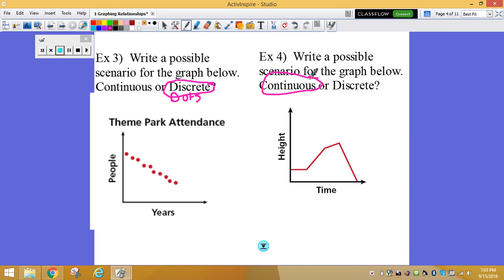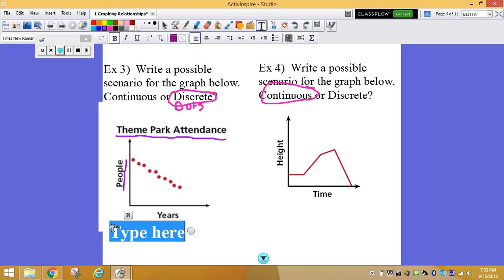And then it says, write a scenario for each graph. So here's what you're going to do to think about this, okay? First, you need to look if it has a title. This one does. What are we talking about? We're talking about theme park attendance. And then you need to look at your variables. I'm talking about people. I'm talking about years. So I need to have all three of those parts in my scenario. When I'm writing what's happening, I need all three of those parts.